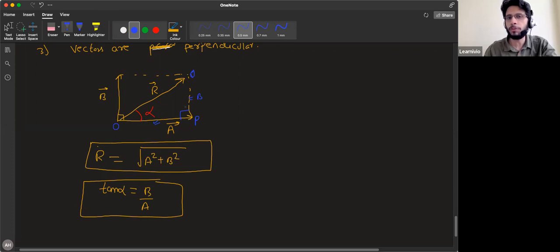It's root over base square plus perpendicular square. So that's what we are getting here. R is root over a square plus b square. Similarly, we can calculate alpha. Tan alpha is b by a, perpendicular by base.